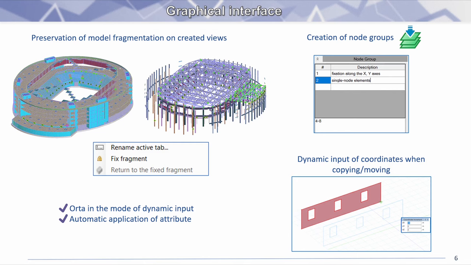We have automated the application of attributes so that you don't need to click apply manually. Now your every action becomes faster and more efficient, which saves your time. This and many other innovations in LIRA 10 are expected to optimize your design process, increasing productivity and precision every time the software is used.